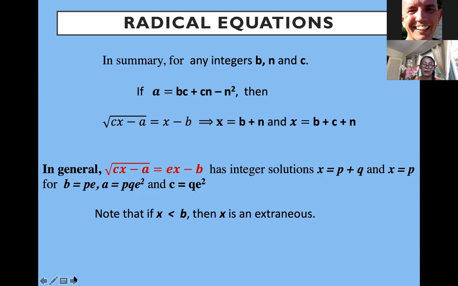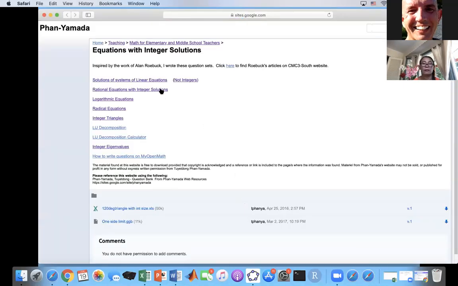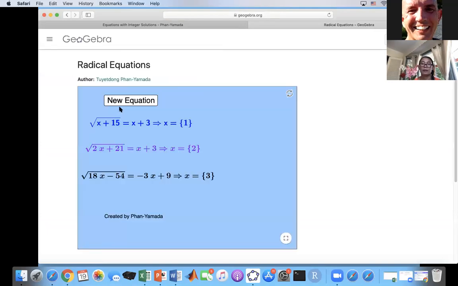So I have a question bank right here for you to see. It's right here, radical equations. I have three forms here. The first one is very nice, just x plus something like this, then the second one, and the third kind. So you can use one to give to your students, or you can program your own using the formula that we have above.